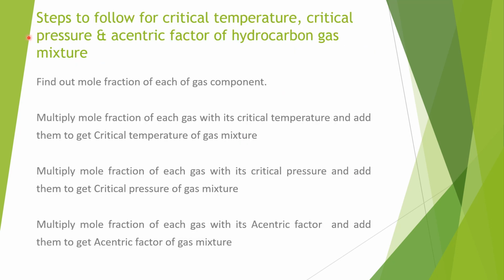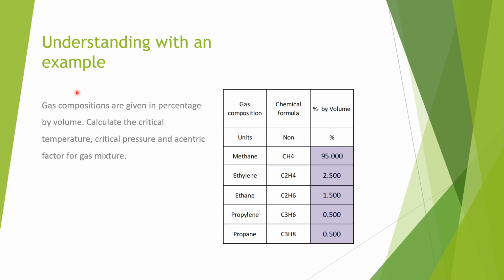Now, the steps to be followed for calculating critical temperature, critical pressure and eccentric factor of a hydrocarbon gas mixture. First of all, find out the mole fraction of each of the gas components. Multiply the mole fraction of each gas with its critical temperature and add them to get the critical temperature of the gas mixture. Similarly, multiply the mole fraction of each gas with its critical pressure, add them up to get the critical pressure of the gas mixture. Multiply the mole fraction of each gas with its eccentric factor and add them to get the eccentric factor of the gas mixture. Now, understanding with an example.